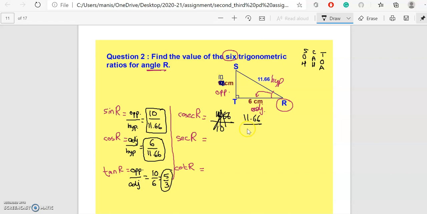11.66 over what? 10. Flip this. 11.66 over what? 6. It is easy. Flip it, it will be 3 over 5. And that's your answer. Copy the solution.